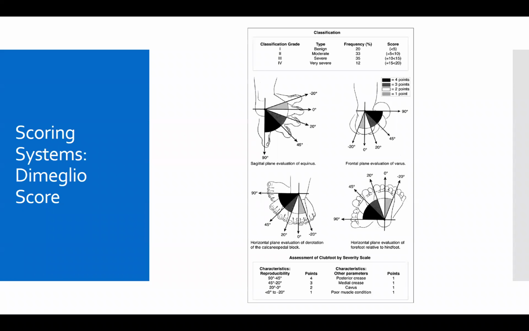Some of the components here overlap a little bit with the Pirani score. You're looking at the ability of the ankle to dorsiflex, looking at the heel varus component. Something that we talk about is called the calcaneopedal unit, which is essentially all of the structures other than the talus, looking at the ability of the foot to invert and evert around the talus. And you're also looking at the adductus component as well. We give that a score from 1 through 4, depending on the degree to which the foot is able to do that. And then some other characteristics that we look at are the posterior crease, medial crease, the cavus of the foot, and also just general muscular condition.